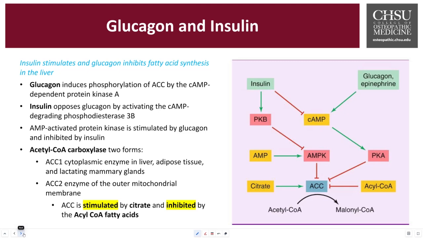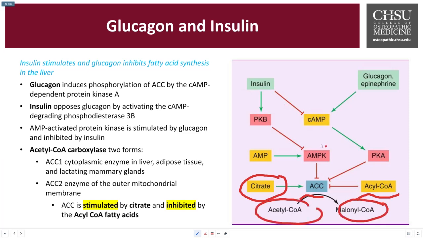So as we said, the balance between these hormone signals and the activation status of ACC plays a very important role in regulating fatty acid synthesis. On the right, you can see a visual showing that citrate will increase ACC, whereas acyl-CoA fatty acids will turn off ACC. ACC's main function is to convert acetyl-CoA to malonyl-CoA. Whenever AMPK is activated, or PKA is activated, these will then inhibit the ACC.